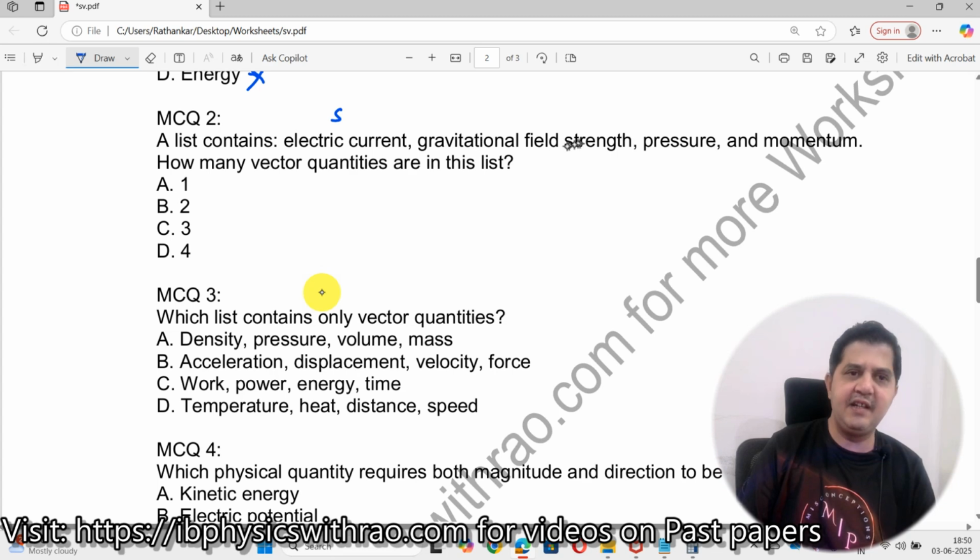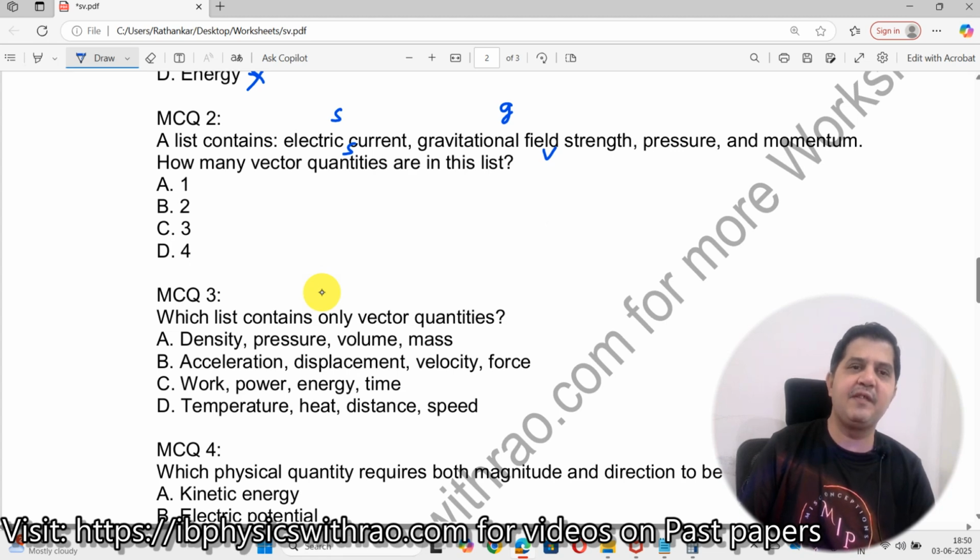Then gravitational field strength. How do you determine this? You write this as a value of g, which is Newton per kg or meter per second square, right? So which is acceleration due to gravity. So therefore this is a vector quantity. This is a vector quantity. This is a scalar quantity.